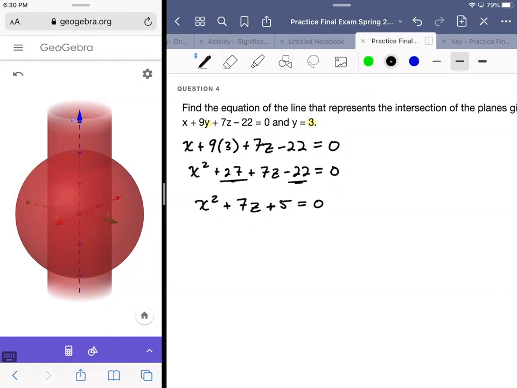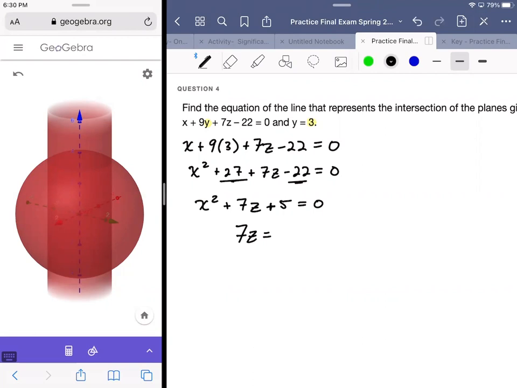All right. So it's really just a question of how you want to define your variables, which one is going to be your free variable. So you can go either way. You can define x in terms of z, or you can define z in terms of x. It just seems like it's easier to define z in terms of x. So I'm going to solve for z here. So 7z is going to be equal to 5 minus x squared.